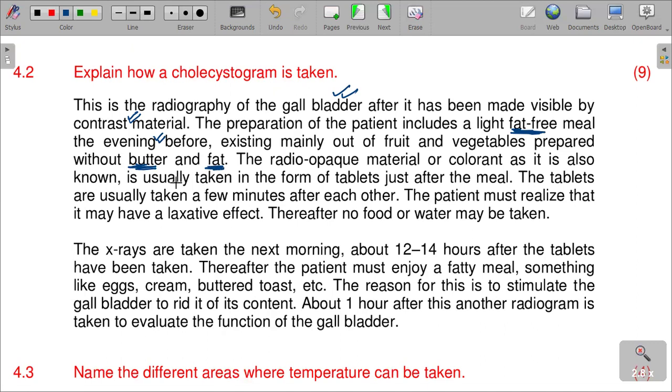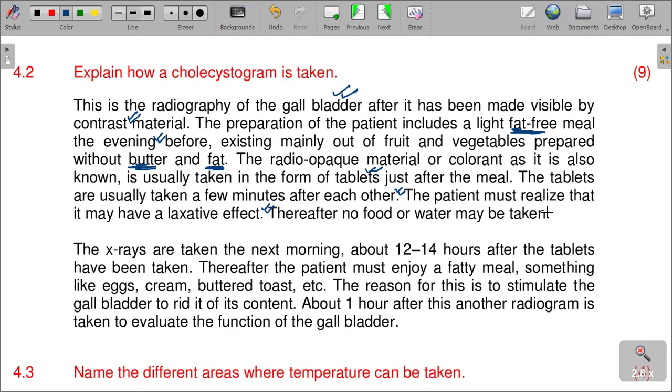The radio-opaque material, or colorant as it is also known, is usually taken in the form of tablets just after a meal. The tablets are usually taken a few minutes after each other. They are not all taken at once. The patient must also realize that it may have a relaxative effect, just to make the patient relax. Thereafter, no food or water may be taken.